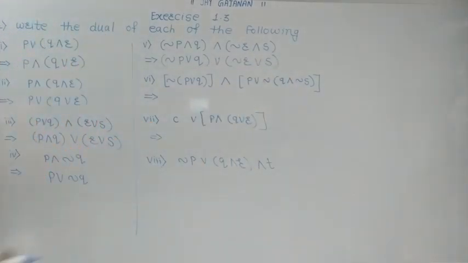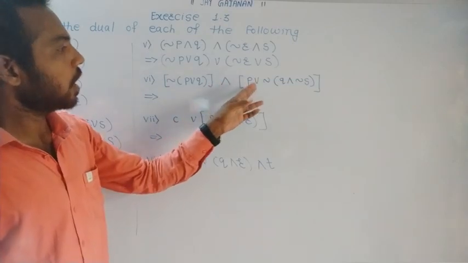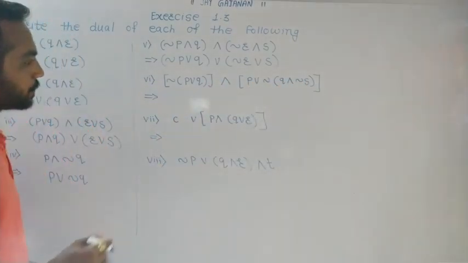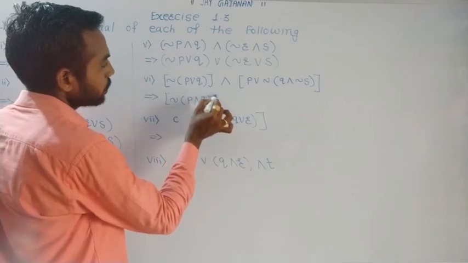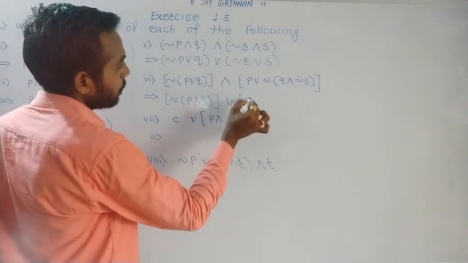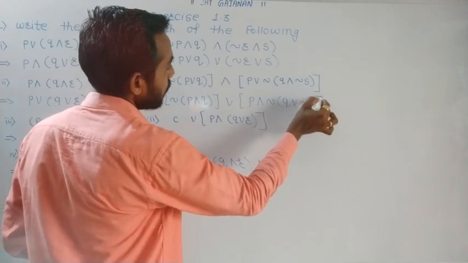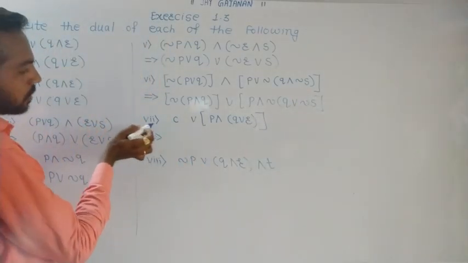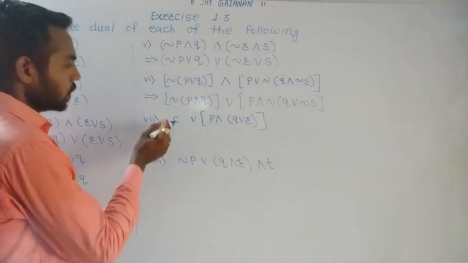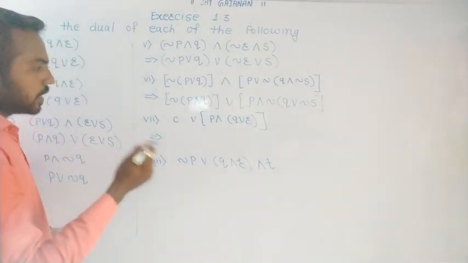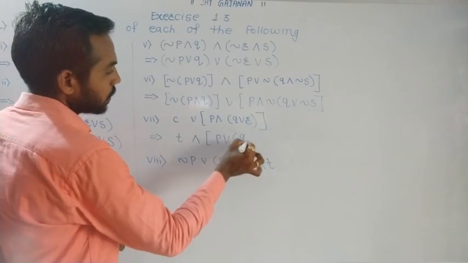Now the next example is negation of P or Q and P or negation of Q and negation S. Negation as it is, P, 'or' replaced by 'and', Q, here 'and' replaced by 'or', P, 'or' replaced by 'and', negation as it is Q, 'and' replaced by 'or', negation S. Now here, c or P and Q or R. c denotes a contradiction, and we know c is replaced by T, and T is a tautology. Therefore here T and P or Q and R.